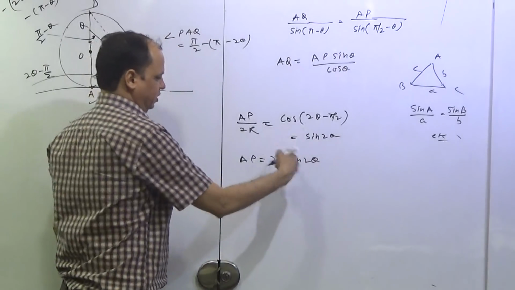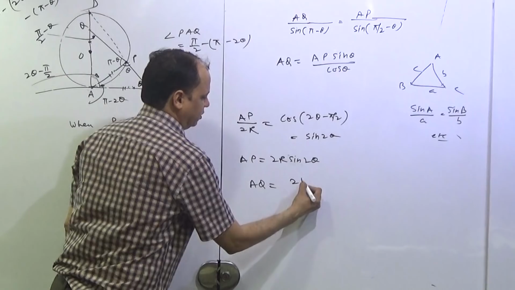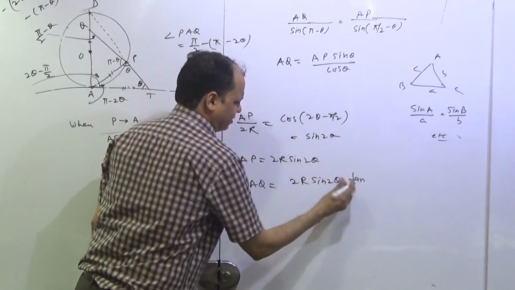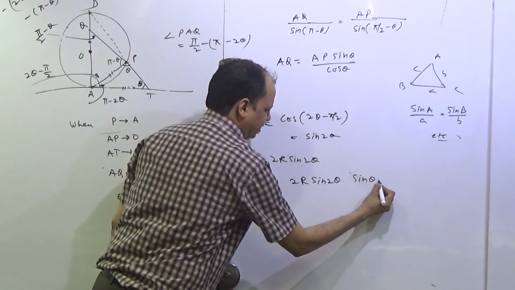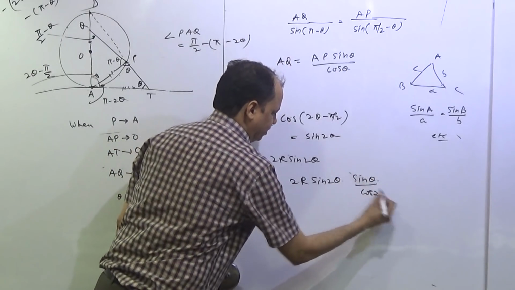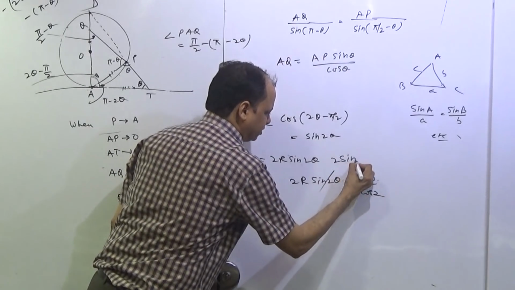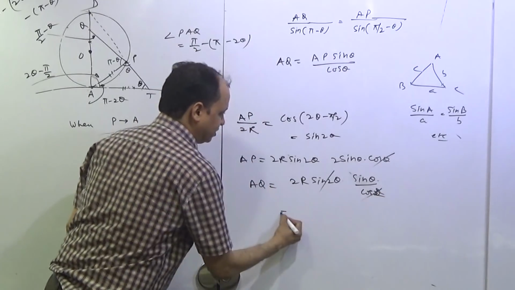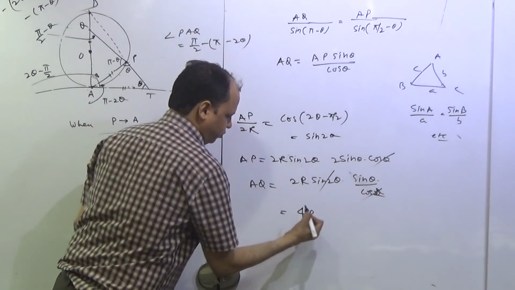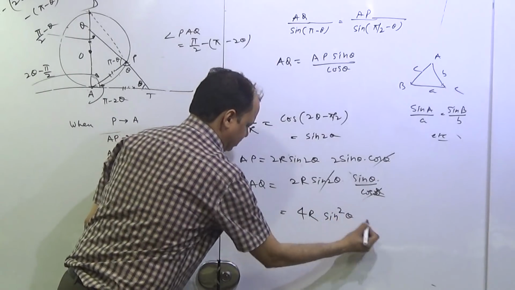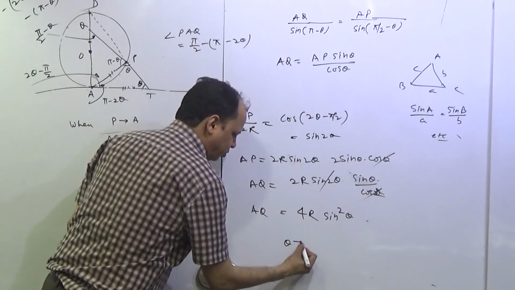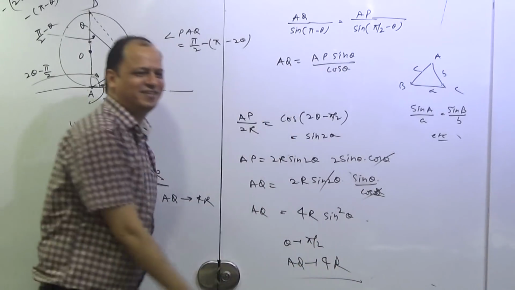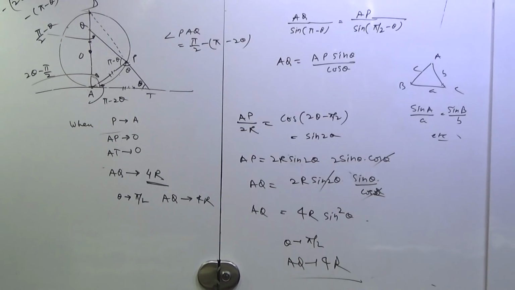What do you get? AQ is equal to 2r sine 2 theta into tan theta. In fact, I want to write it in terms of sine theta and cos theta. I will write it as 2 sine theta cos theta, times sine theta by cos theta. Then cos theta gets cancelled. What do we get finally? 4r sin square theta. Now as theta approaches pi by 2, AQ approaches 4r. Hence proved. Very easy. Got it?